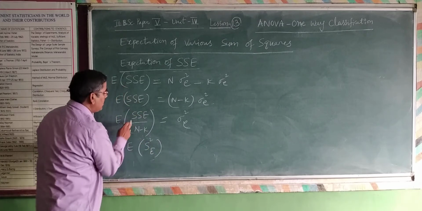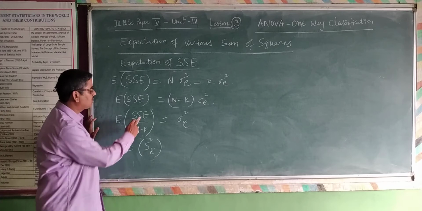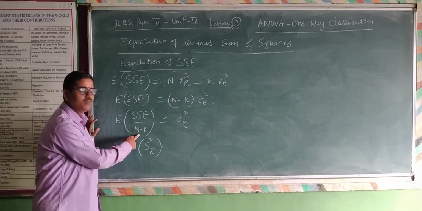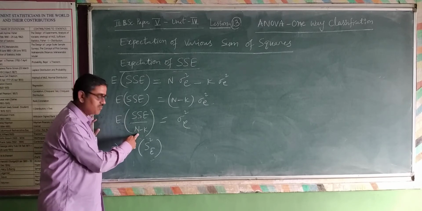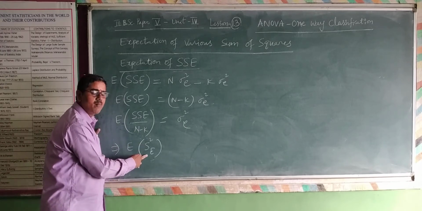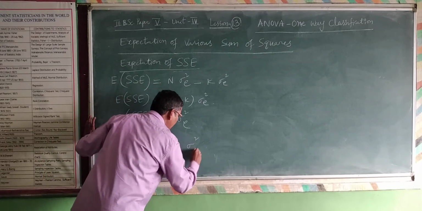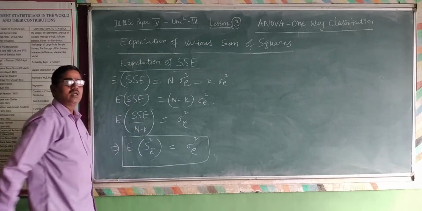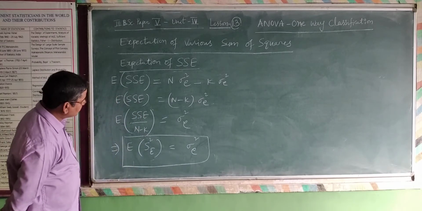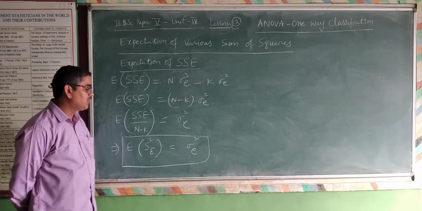What is this? The mean sum of squares due to the error, s square e, is SSE divided by n minus k. Sum of squares divided by degrees of freedom is nothing but s square e. This is another result: expectation of s square e, the mean sum of squares due to the error, is equal to sigma square e.